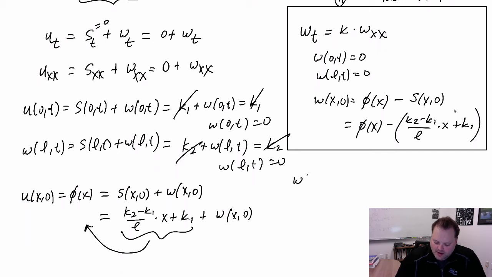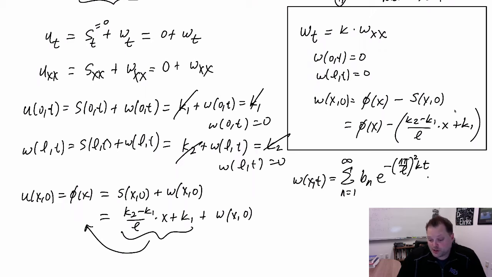We know that w of x, t is the sum, n goes from 1 to infinity, of Bn times, we've got the time problem, so n pi over L are our eigenvalues. So there's our time problem. We know since it's Dirichlet, the eigenfunctions are sine. So there's our general solution to this problem. The coefficients are found via the initial condition.